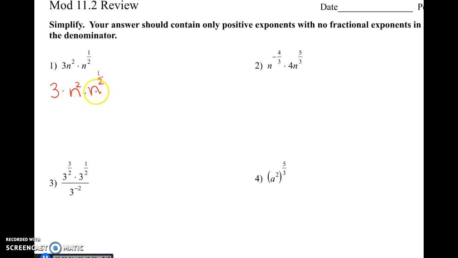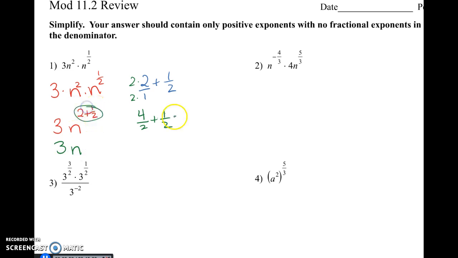So because n squared and n to the 1/2 have the same base, I'm going to use my exponent properties, which tell me that I can add those exponents, and I'll get n to the power of 2 plus 1/2. And in order to add 2 plus 1/2, I need to get common denominators. So I'm going to multiply top and bottom by 2 and get 4 over 2 plus 1/2. 4 plus 1 equals 5. So I'm going to have 3n, and we just found that this equals 5 over 2.